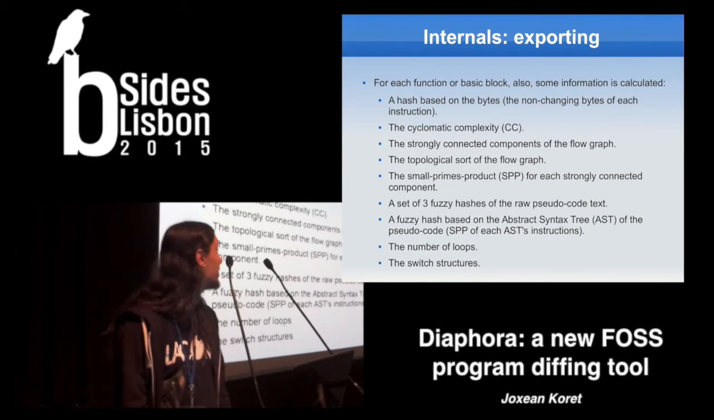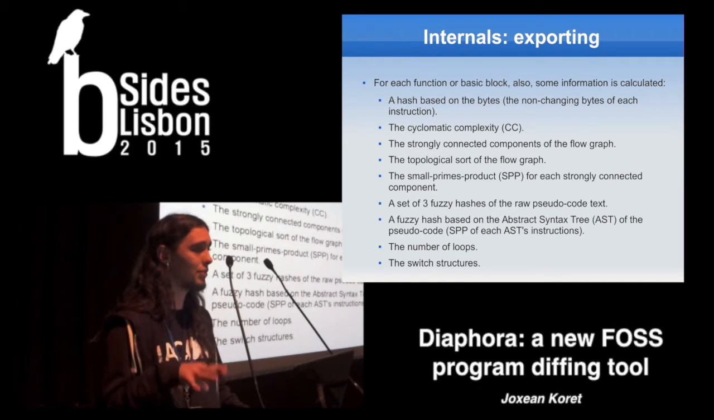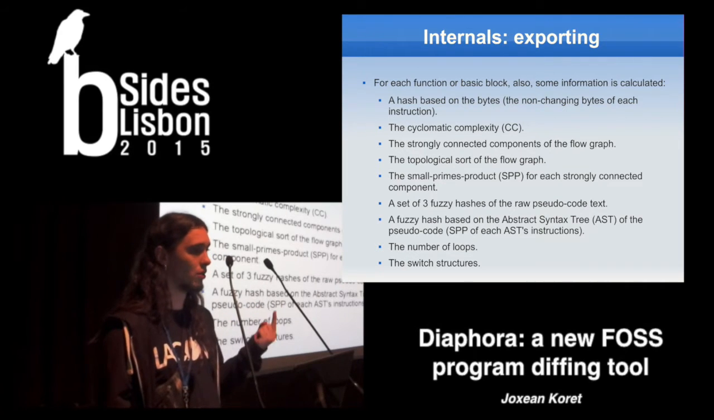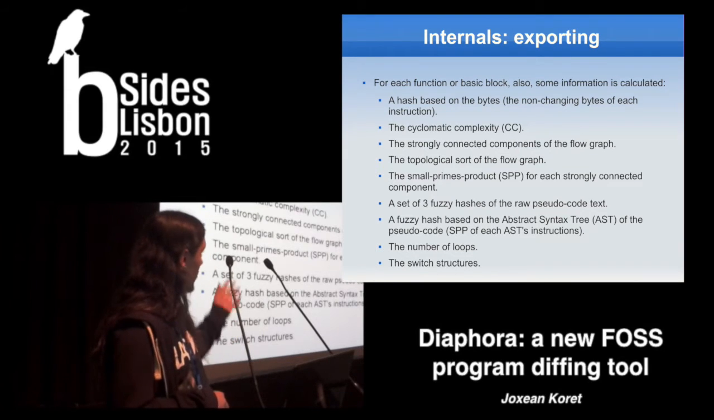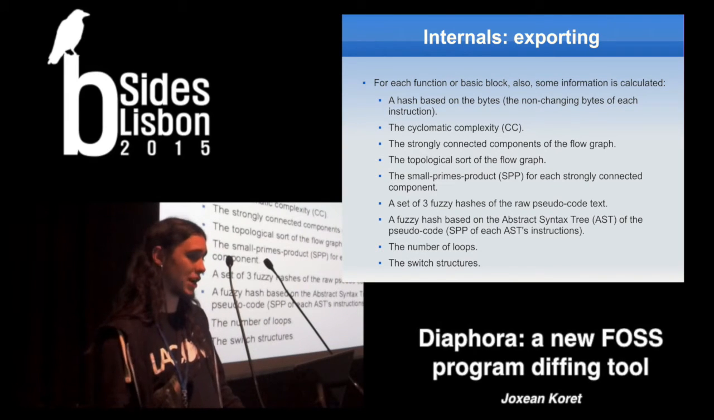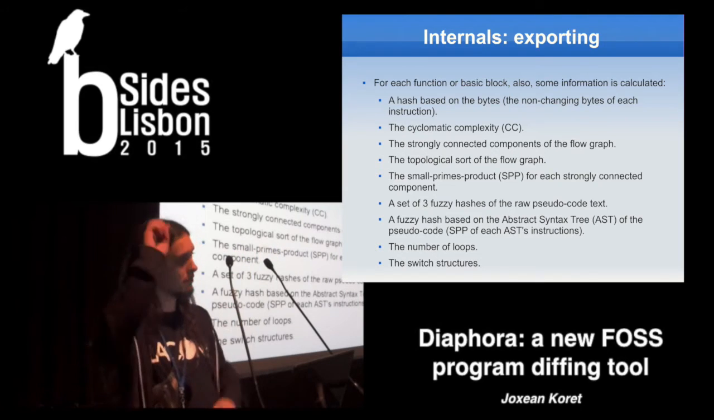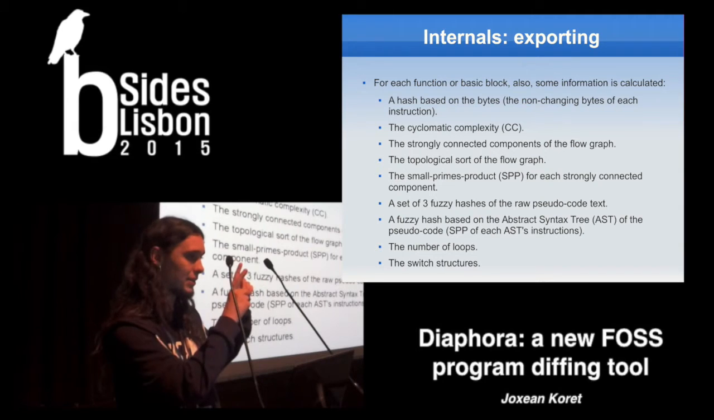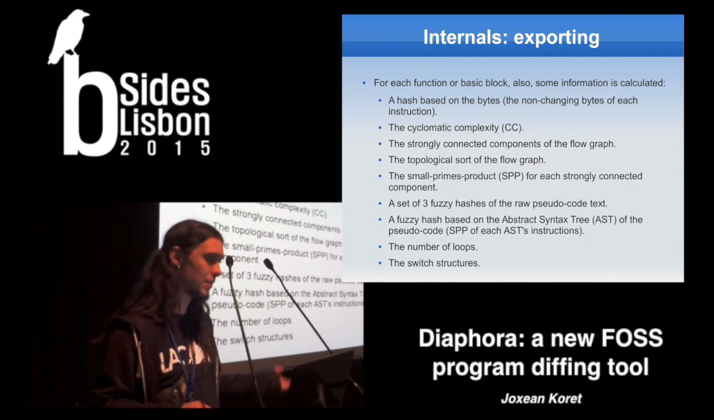Okay, for each function or basic block, also some information is calculated. I prefer to calculate such things at export time because you export once and then you diff a lot of times. Some of the things that I calculate are, for example, a hash based on the bytes. This is the non-changing bytes of each instruction. If it is, for example, mov EAX, some offset, I discard the offset and I only take the bytes that will not change because of relocations or because of the displacement.